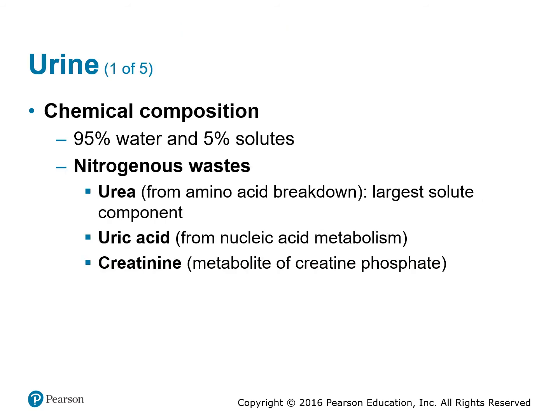So what are we looking at here? We're looking at the chemical composition of urine: about 95% water, 5% solutes. We'll see urea from amino acid breakdown. We'll see uric acid from nucleic acid metabolism. Remember that uric acid is associated with gout. And then we're going to see urea and creatinine. Creatinine is the metabolite from creatine phosphate. Creatine being muscle buildup, creatinine is the muscle breakdown.